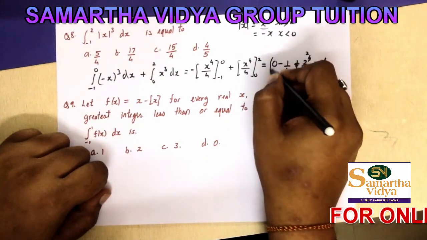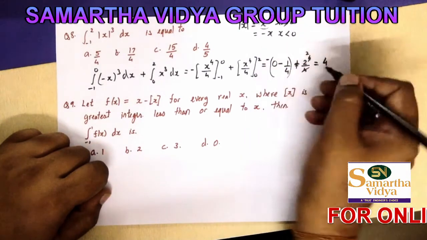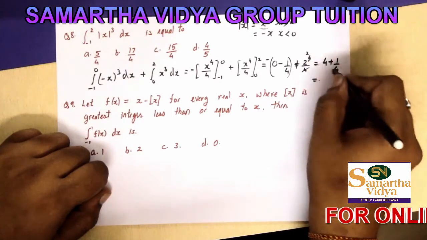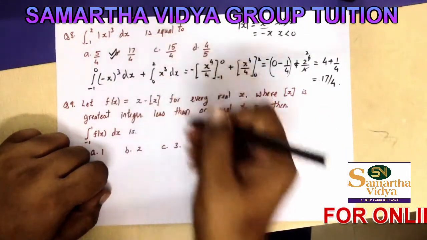So we forgot about the minus sign. This minus makes this a plus. So it's 4 plus 1 by 4, and that becomes 17 by 4. So that's why the answer is B.